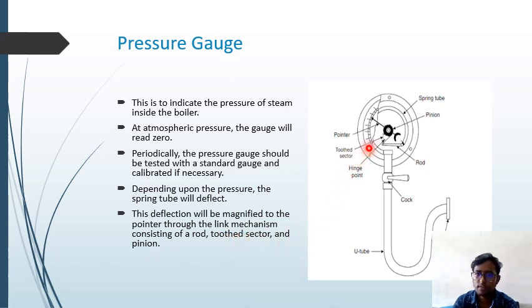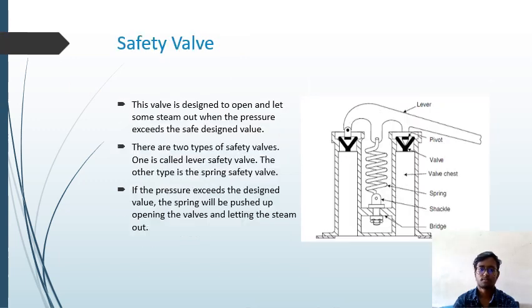pinion. Here we can see the toothed sector, a pointer which shows the amount of pressure in the pressure gauge, and here is the U tube which connects with the flange where the steam enters this U tube. And here is a cock which opens and closes, which acts as a valve, and here is a spring tube, and here is a hinge point and a rod which shows the last point of the pressure gauge.